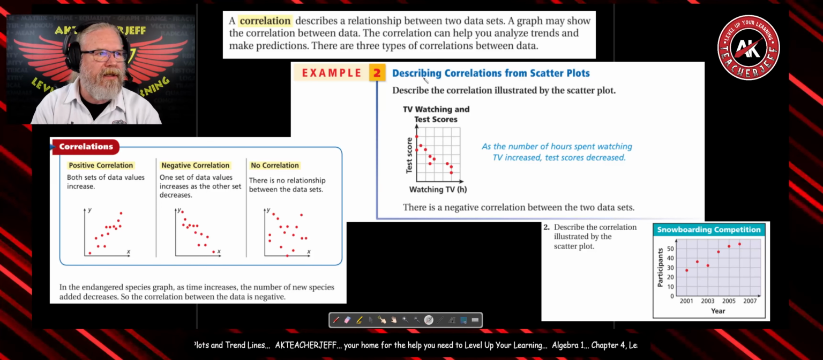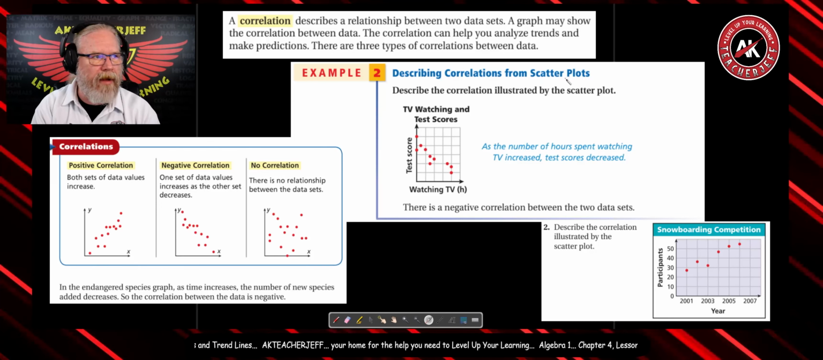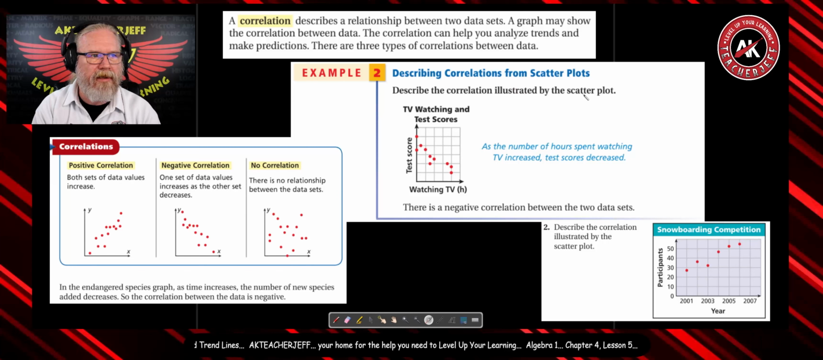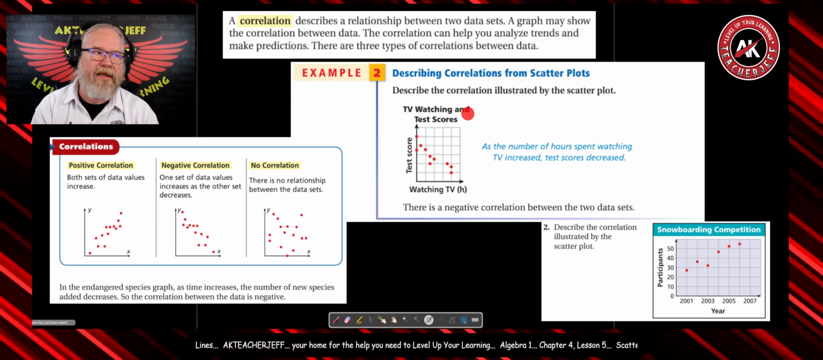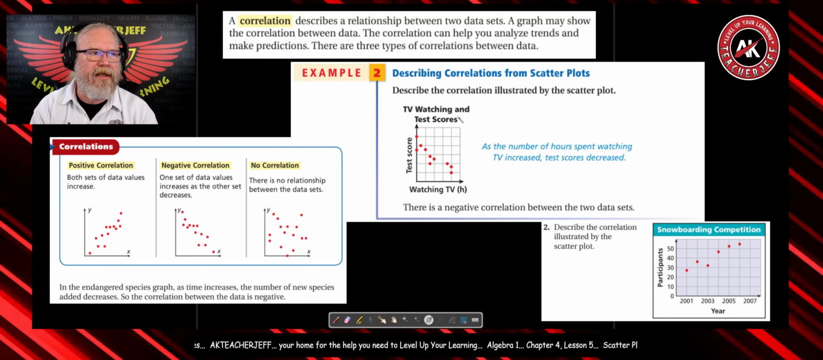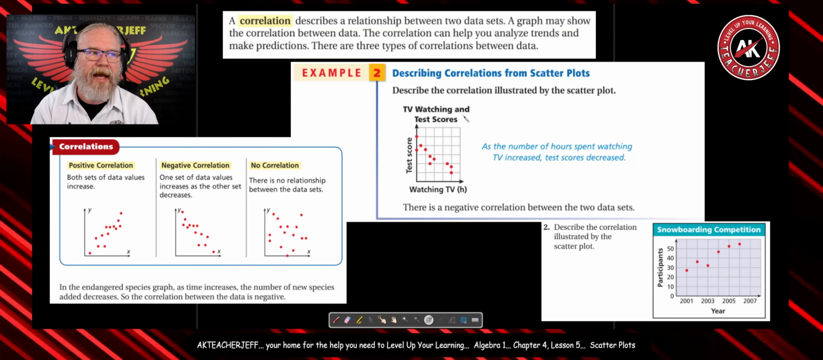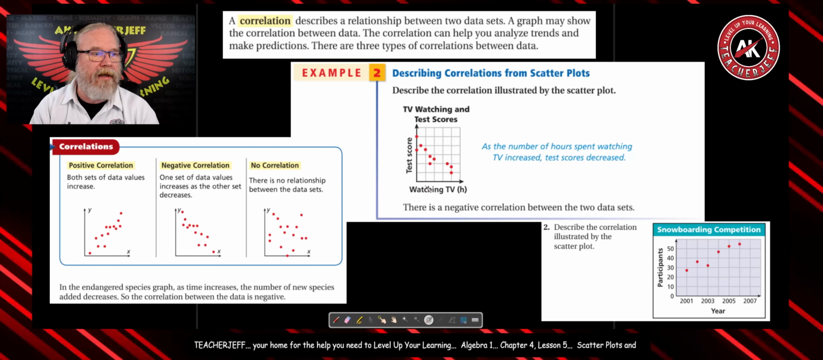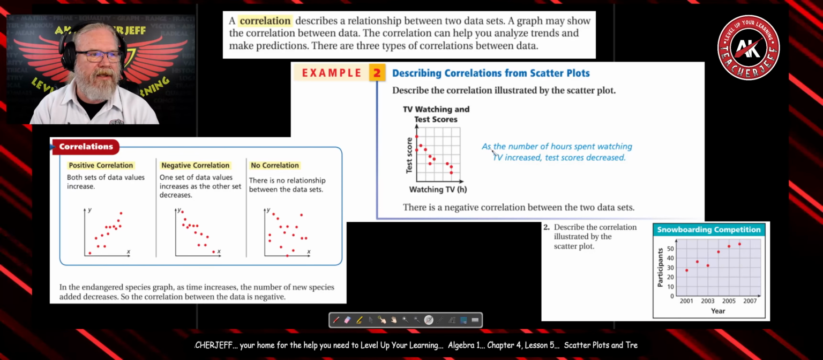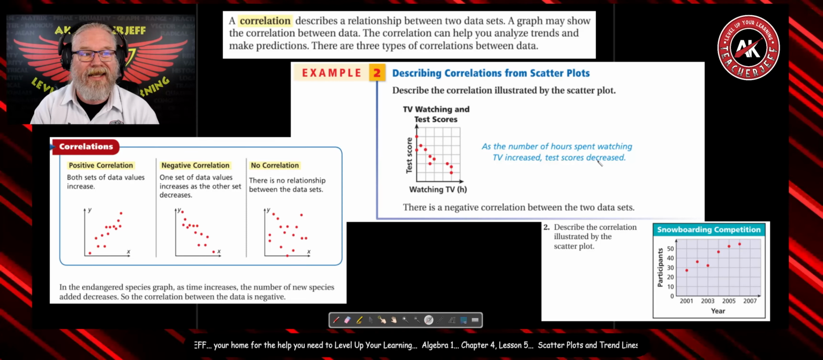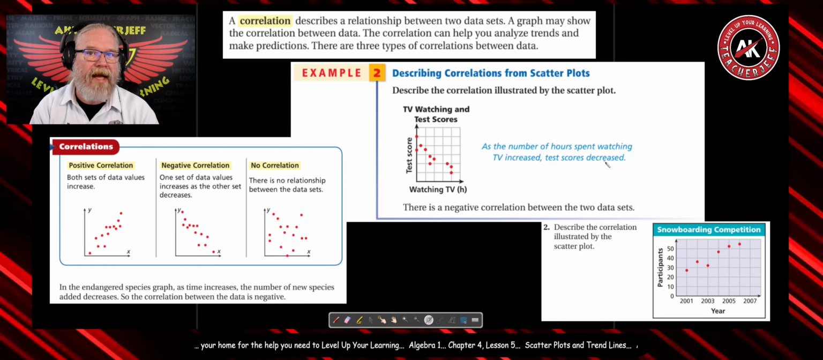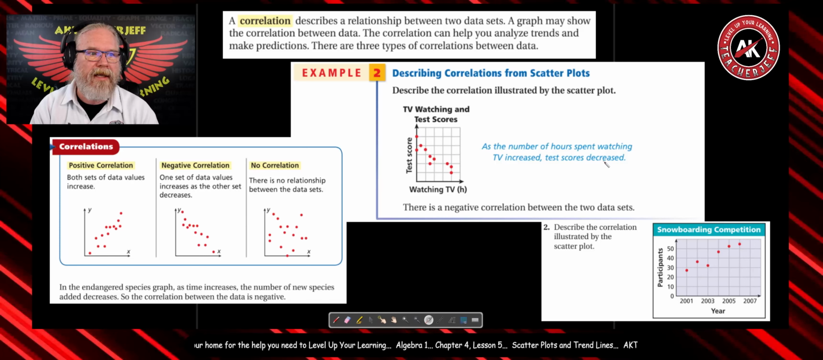So example 2 is describing correlations from scatter plots. Describe the correlation illustrated by the scatter plot. Again, every graph should have a title. This is TV watching and test scores. Imagine that, propaganda for students. So apparently, as you graph this, you see the number of hours spent watching TV increased, and the test scores for those matching data points decreased.